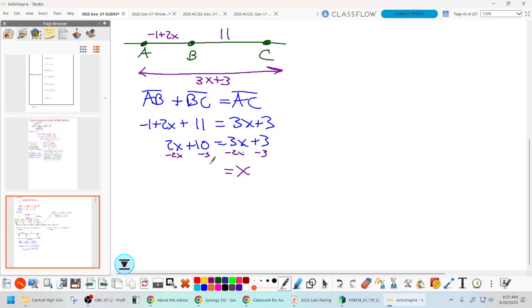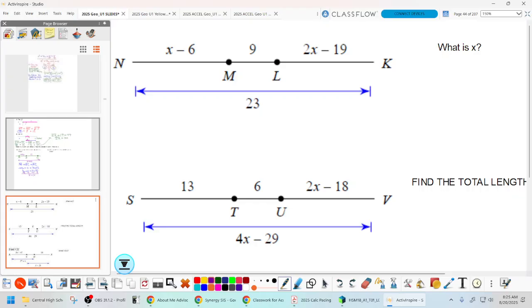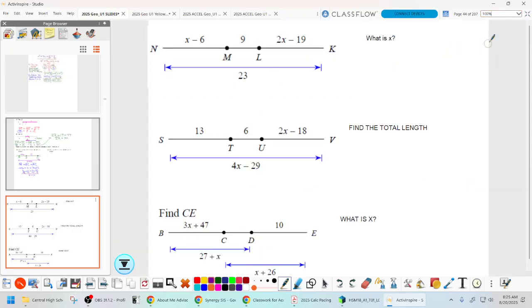Subtract 3. And those cancel. And those cancel. And then we'll get 7. So just a couple of different versions of how these run. I want you to try these, please, and see how they go.